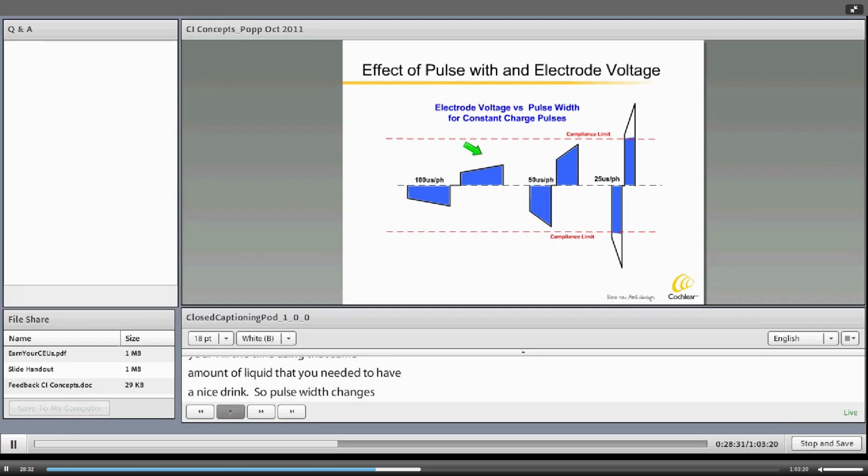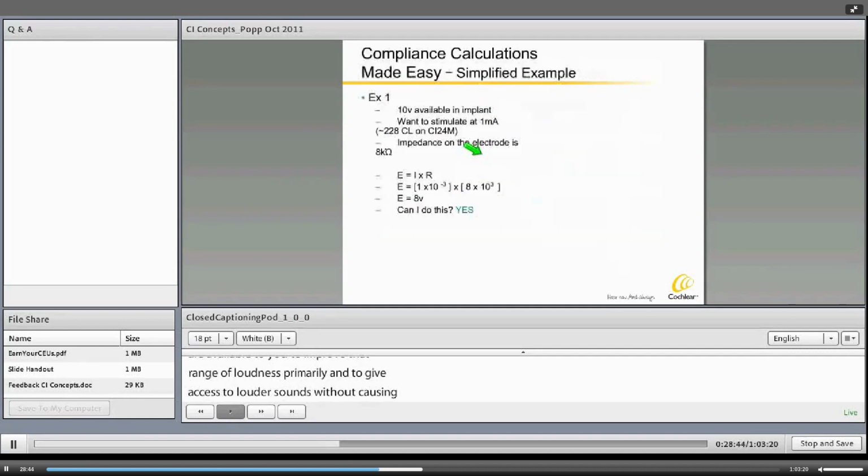have a nice drink. So pulse width changes are available to you to improve that range of loudness primarily, and to give access to louder sounds without causing the electrodes to go out of compliance.